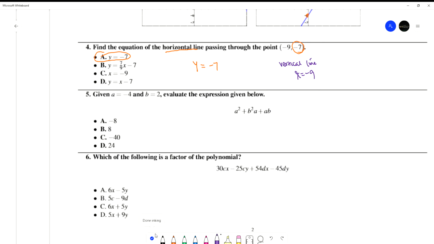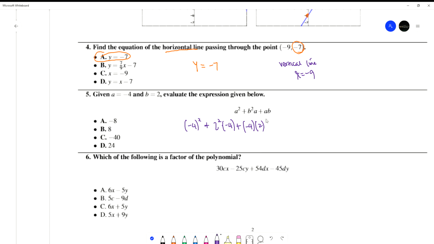So we have, given a is equal to negative 4, b is equal to 2, evaluate the expression. So we just have to substitute, right? When you substitute negative numbers in, you should put parentheses so that the negative is part of the base here, right? And then we have to do plus b squared. So 2 squared times negative 4. So negative 4 plus negative 4 times 2.